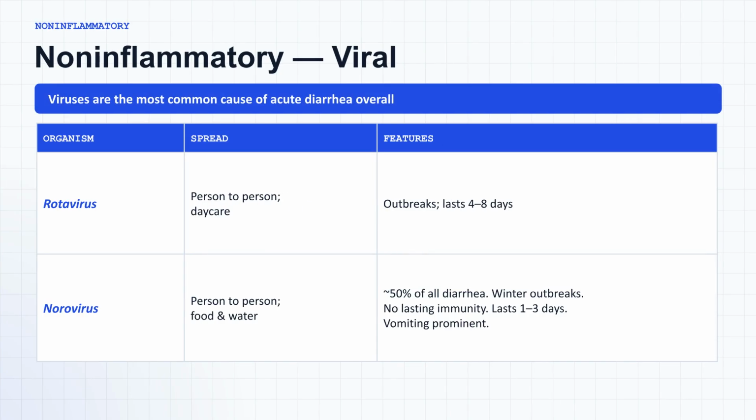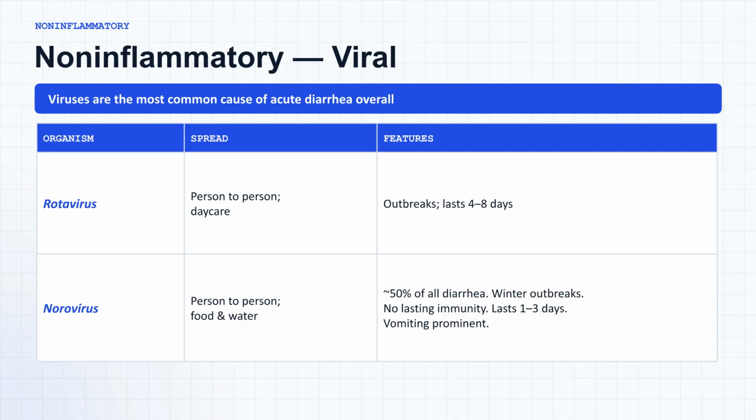The viruses are the most common cause of acute diarrhea overall. Rotavirus spreads person to person and classically tears through a daycare. It lasts 4 to 8 days. Norovirus is the heavyweight. It accounts for about 50% of all diarrhea. It causes winter outbreaks on cruise ships, in dormitories, and in nursing homes. It spreads person to person and through contaminated food and water. Crucially, there is no lasting immunity, so the same person can catch it again and again. It lasts 1 to 3 days, and vomiting is prominent.